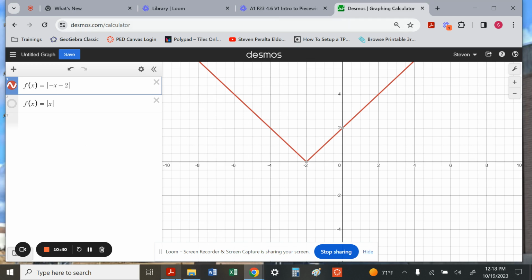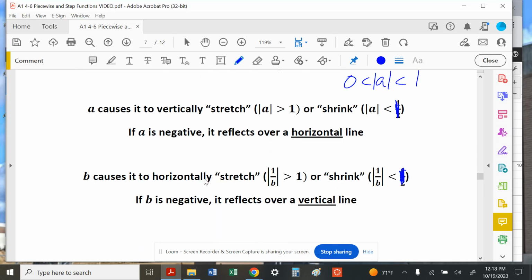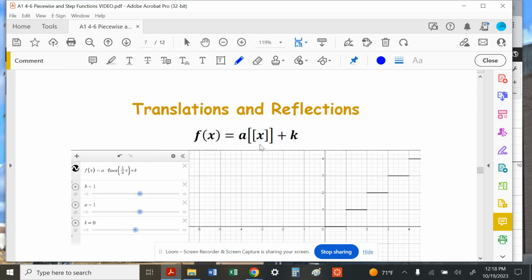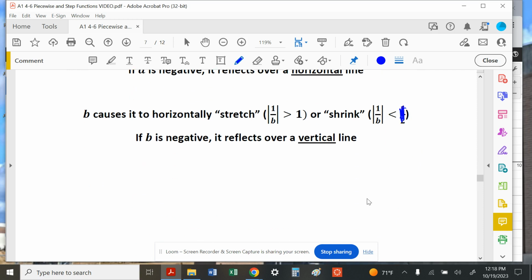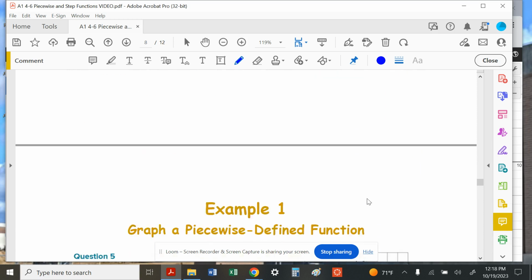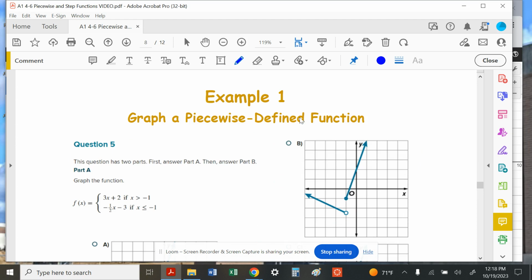Okay, and I think at that point we've gone through all the dilations. So if A is negative, it reflects over the horizontal line. If B is negative, so if the number inside the function, where the b is supposed to be, is right inside of that function there, then it reflects over the vertical line. So that's really what's happening in those cases. Okay, we're going to do some examples in the next videos and show you how it works.